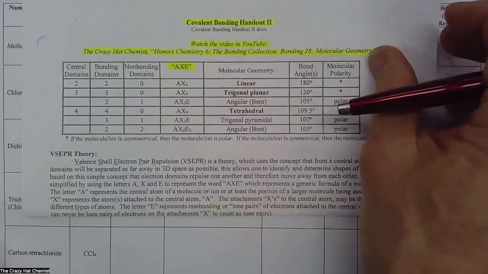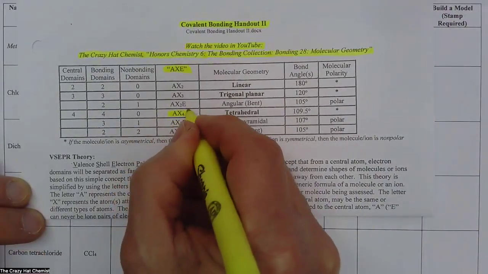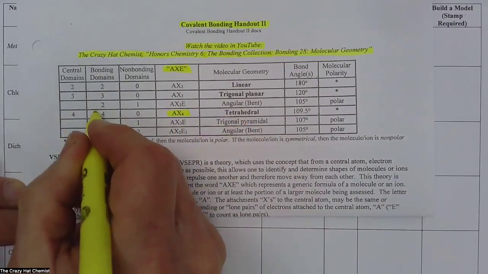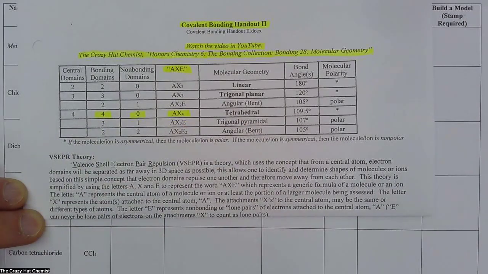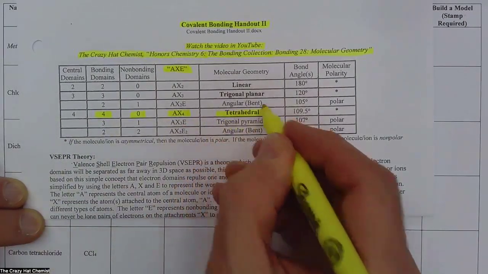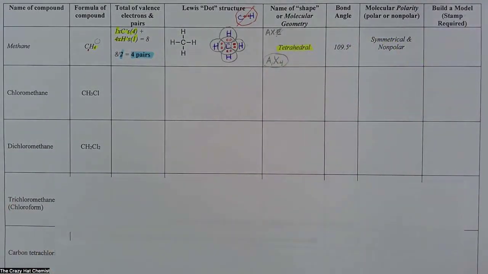I'm going to go to my data table right here and find AX4. Okay, it has 4 bonding domains, 0 non-bonding domains, that's lone pairs. The name of the shape is tetrahedral. Therefore, the name of the shape is tetrahedral right there.